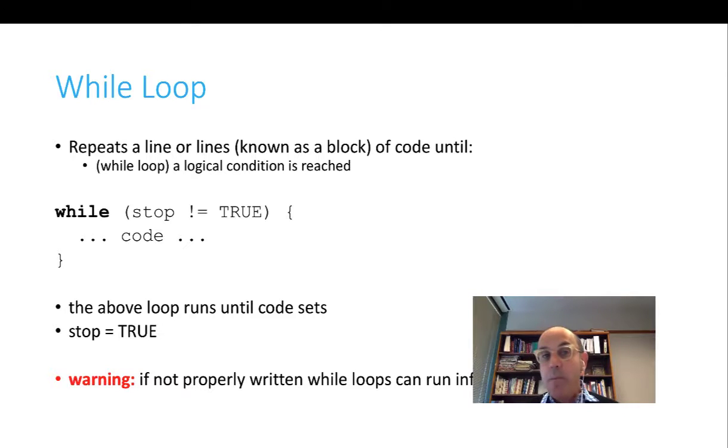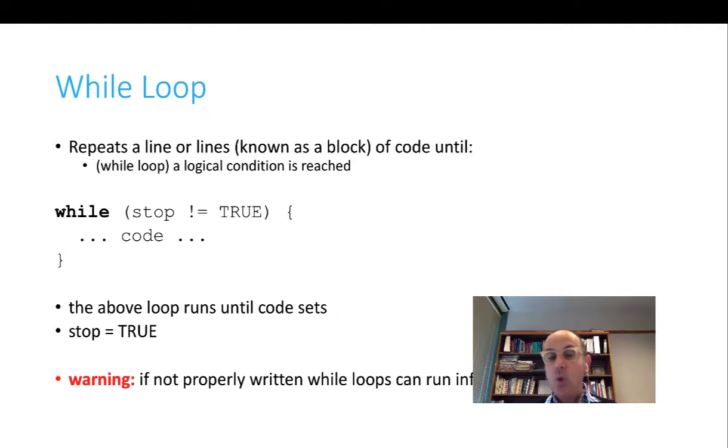There is another loop, which is called the while loop. It repeats a line or lines of code until a logical condition is reached. For example, it stops when the condition is true. So the above loops run the code set, and it stops when it reaches true.